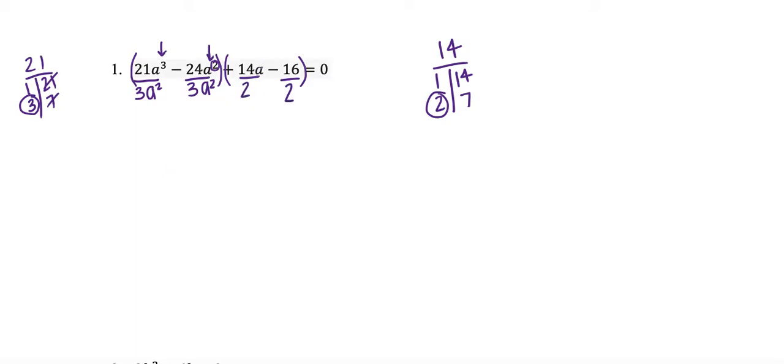And then I want to look at my letters. So I see this one has 1 A, but 16 doesn't have an A with it. So that means I can't take out an A. So the only thing I can take out here is a 2.